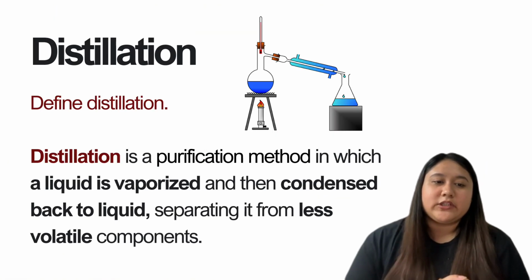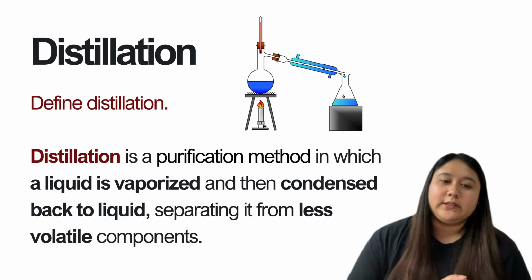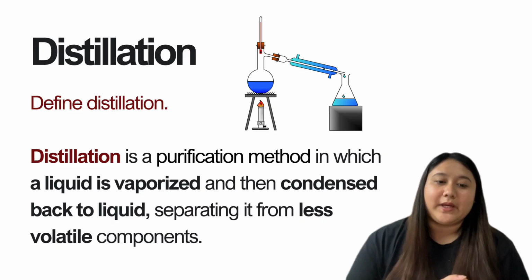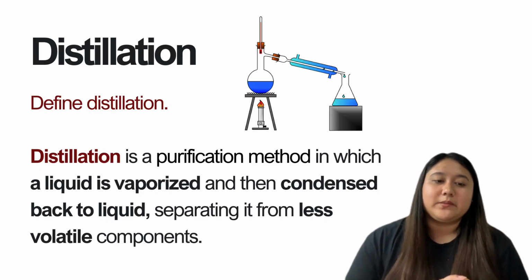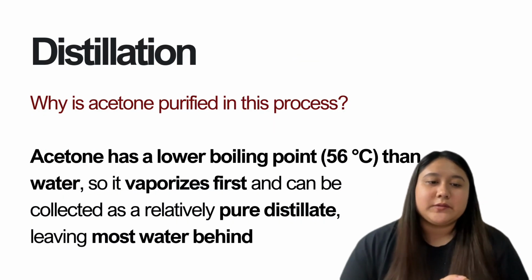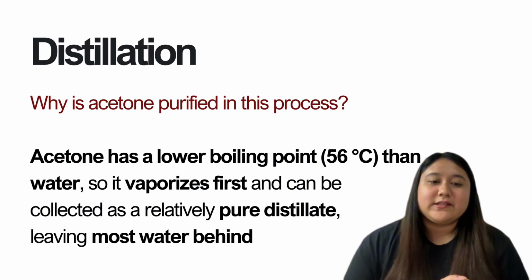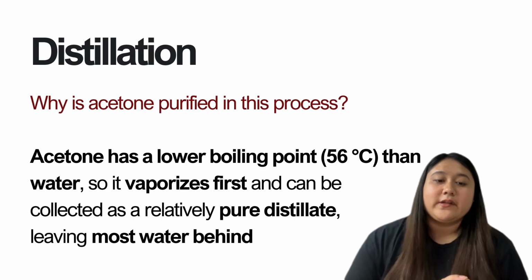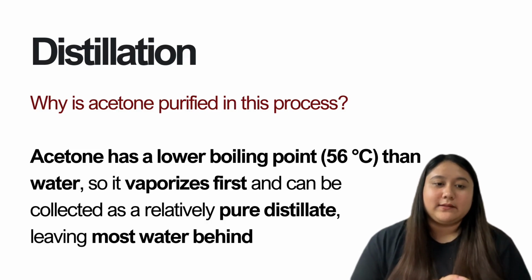Distillation is a purification method in which a liquid is vaporized and then condensed back to liquid, separating it from less volatile components. So why is acetone purified in this process? Acetone has a lower boiling point, 56 degrees Celsius, than water, so it vaporizes first and can be collected as a relatively pure distillate, leaving most water behind.